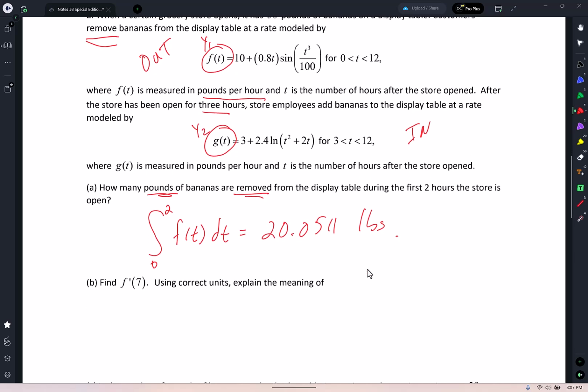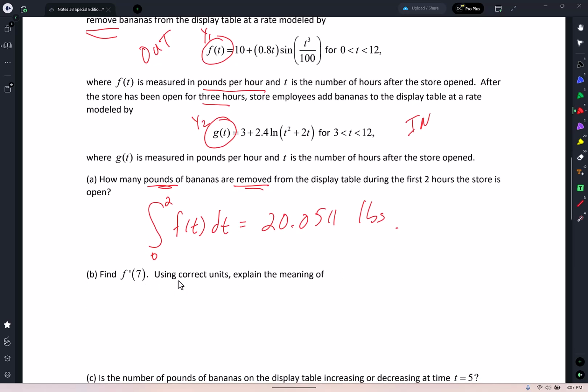All right, letter B. Find f prime of 7 using correct units. Explain the meaning. Explain the meaning of what that means. All right, here we go. F prime of 7. You don't have to show anything, guys. You do not have to do the derivative by hand. You just tell me what f prime of 7 is.